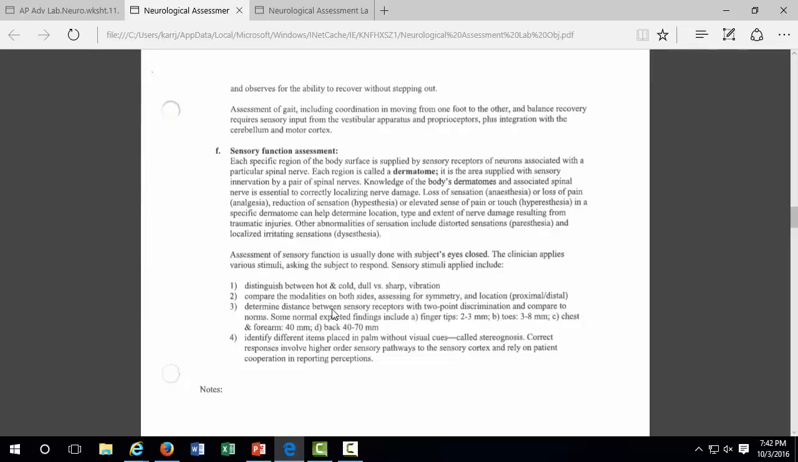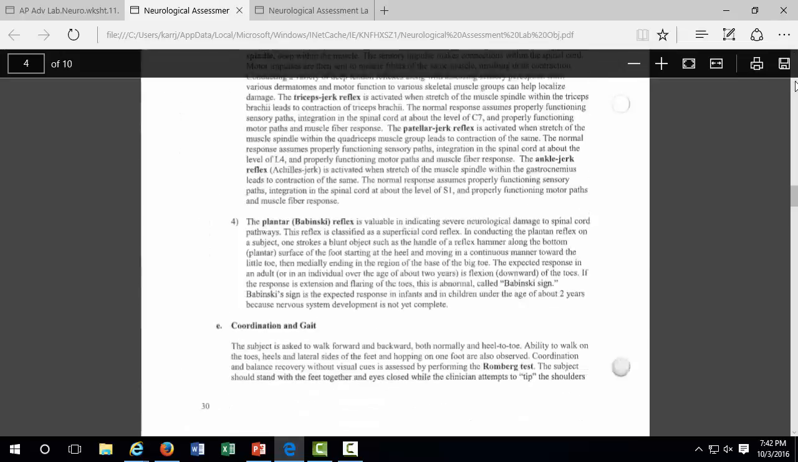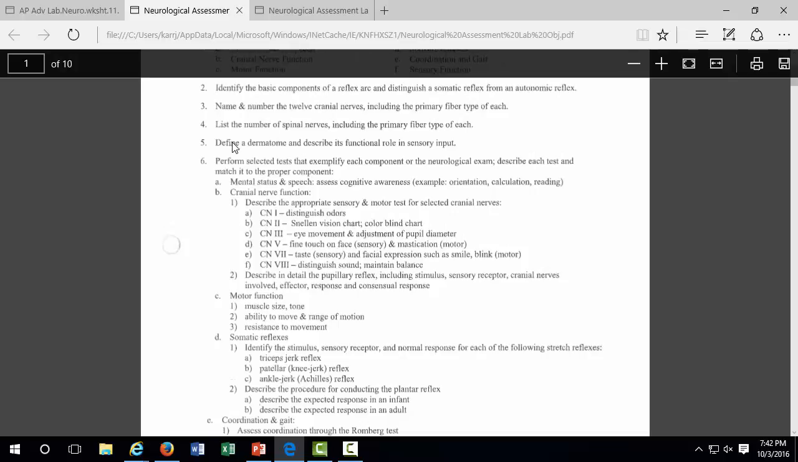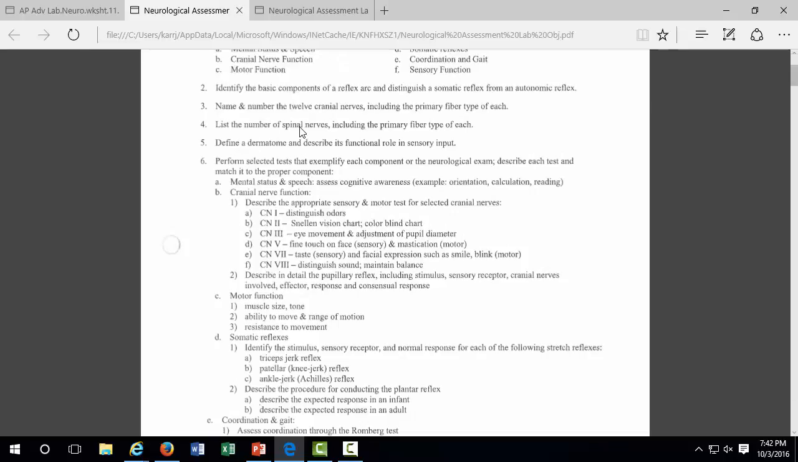Okay. So, are there any questions about today's objectives? If we go back up here to the first page, we talked about there's 31 pairs of spinal nerves. They're all mixed nerves. There's 12 cranial nerves. Some are purely sensory, some are purely motor, some are mixed. You have to know what they serve and how to test for them.